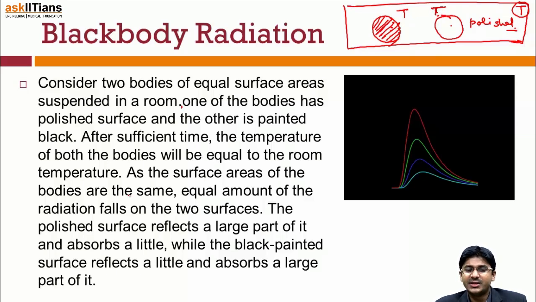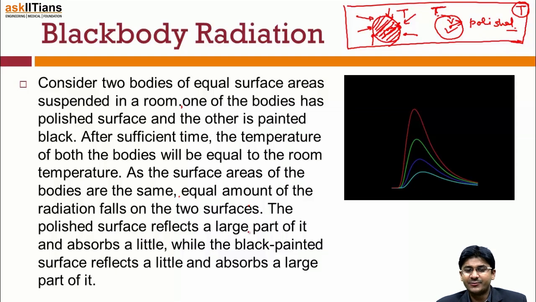Now, as the surface areas of the bodies are the same, an equal amount of radiation falls on the two surfaces. Now, if you consider that they are of the same radius r, what will happen? Both will receive the same amount of radiation. See, the room is at some temperature, so the room is radiating energy. This is being absorbed by this body as well as this body, right?